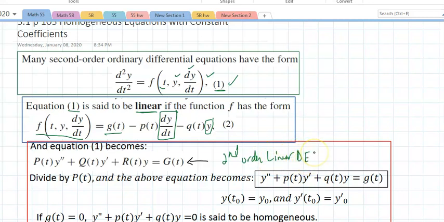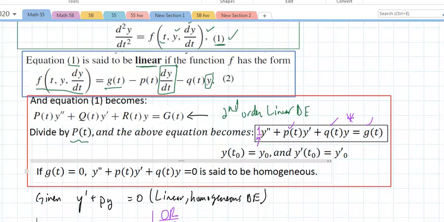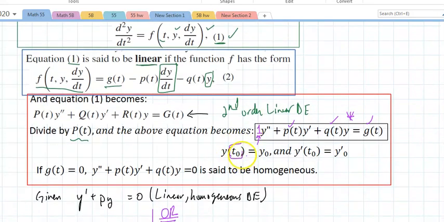differential equation. What we do, we divide by p of t, and the above equation becomes, and here it is, ready, a 1 times y double prime plus some different p, lowercase q and lowercase g. So this is really what we're going to use. We're going to make sure that's a 1 before we proceed. And given initial conditions, you want to make sure that those are the same in this class. That's ODE. And in partial differential equations, those will be different. We're going to touch on that toward the end of class.